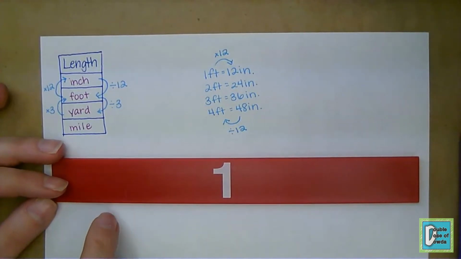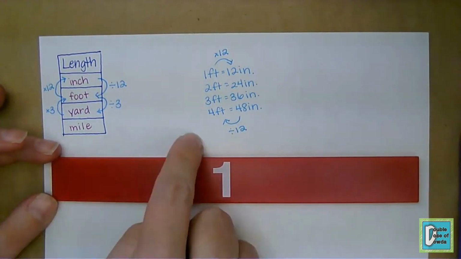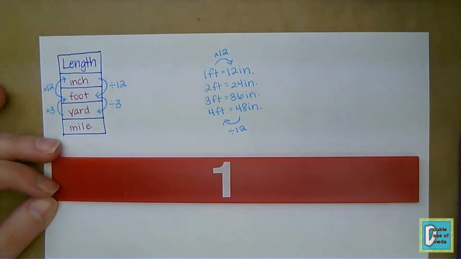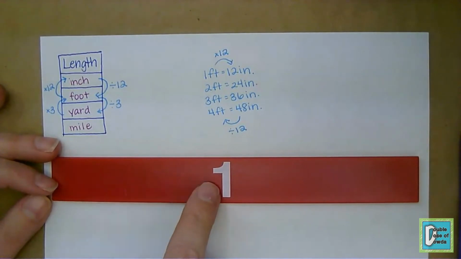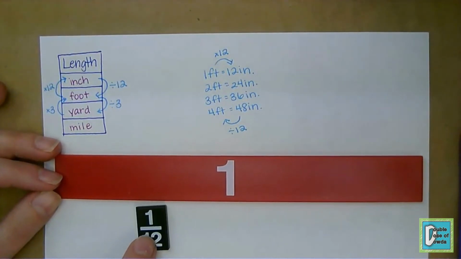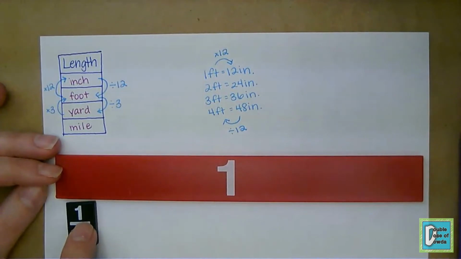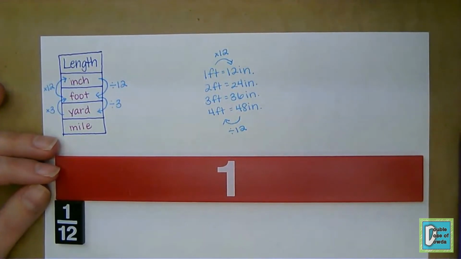So for instance, if we're talking about feet and inches, our larger unit, the foot, is going to represent one whole. And since it takes 12 inches to make one whole foot, then we can use twelfths to represent the inches. And so that's what they would be working with in this case, and they can physically count the twelfths and figure out how many feet there are.